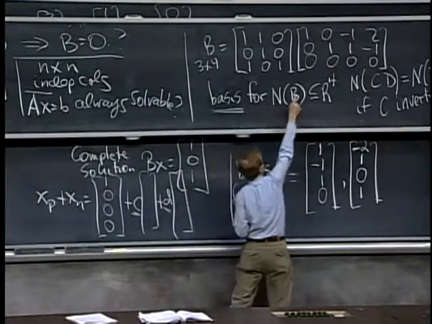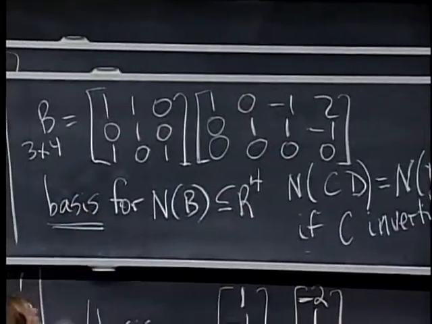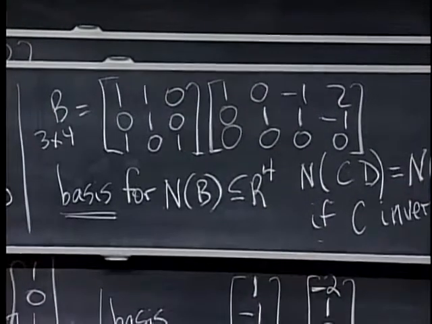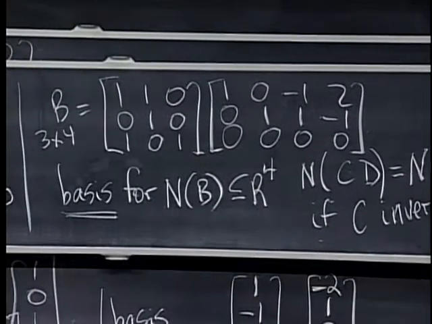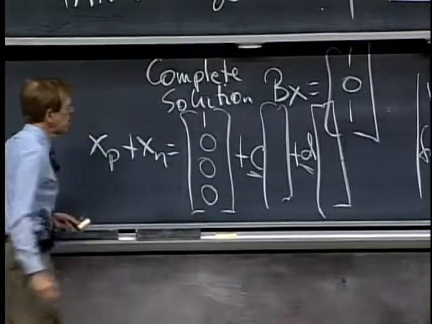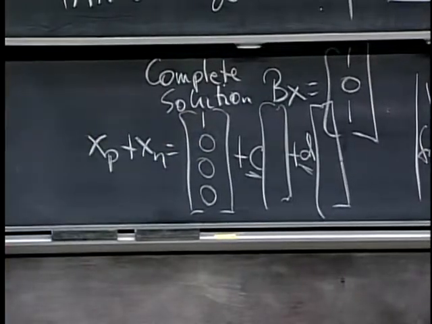I multiply that matrix by that first column, and it picks out 1, 0, 1. So the first column of B is exactly that. And therefore, a particular solution will be this one.